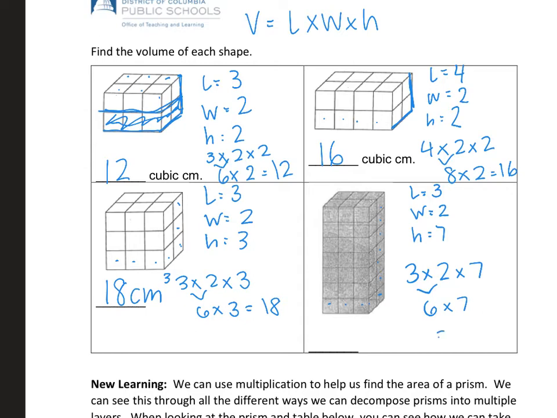And 6 times 7 is 42. So it's going to give us 42 cubic centimeters.